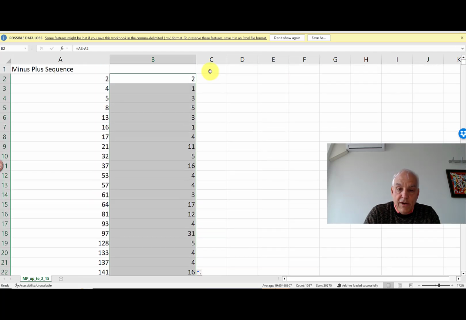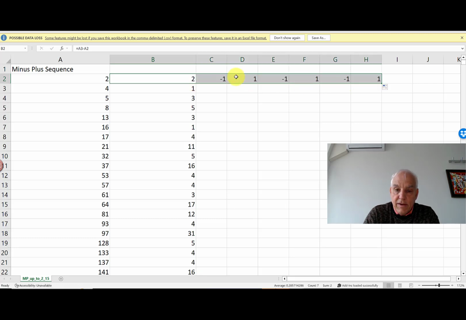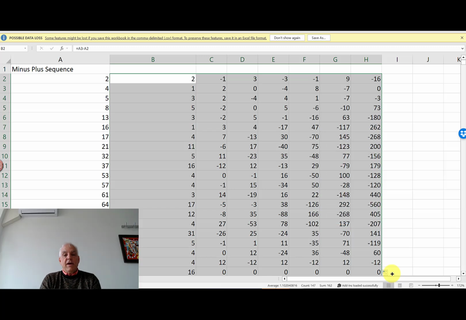And of course, if you wanted to get higher differences, we could just drag this thing over like this. Okay, let's just check that this thing here is equal to B3 minus B2. So that's giving us the difference of the B column. And then we could take the whole thing, maybe from here up to here. Okay, drag the whole thing. I'll just go down here. And we get a difference table for the minus plus sequence.